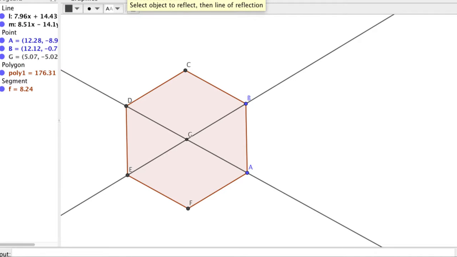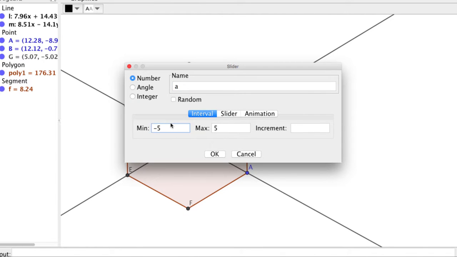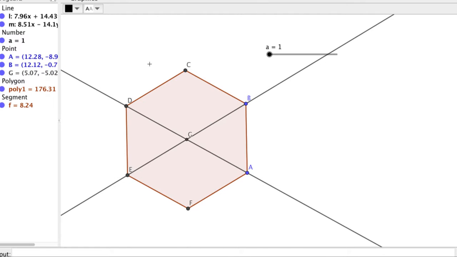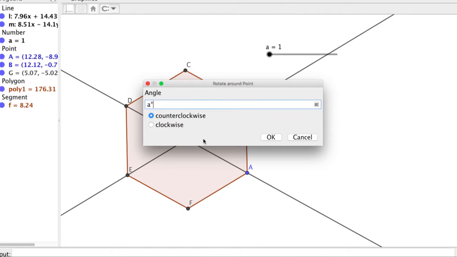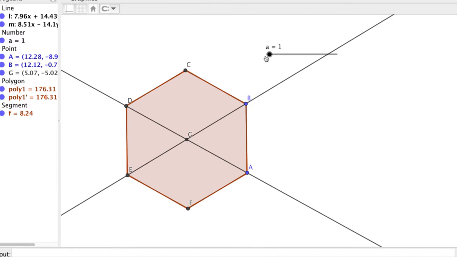So if I decide to rotate around a point, hold on, let me get my slider set up. Let's say A is between 0 and 360. If I decide to rotate this shape around point G by A degrees clockwise, look at what happens when A gets to 60.